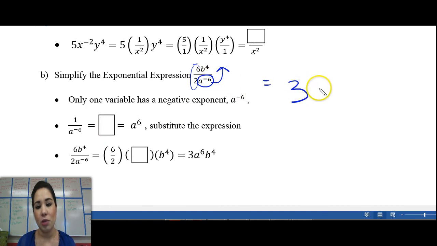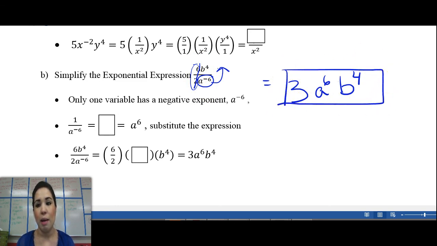The a has to go to the top, a to the 6, and b is going to stay on the top. Why? Because it's not negative. It's staying where it is. The only one that changed is the one that had the negative exponent. So this became 3. This moved to the top, so there's nothing in the denominator anymore. So my final answer is 3a to the 6th, b to the 4th.